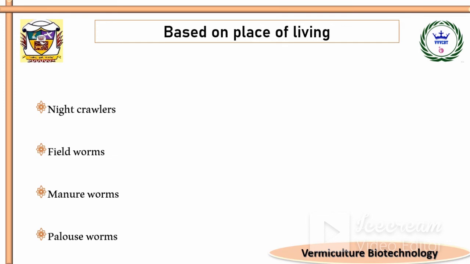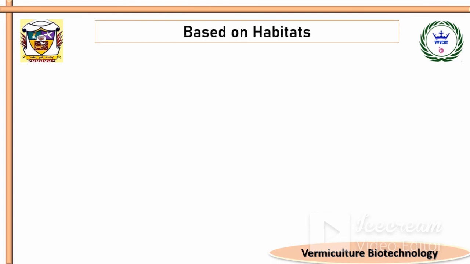In the year 1971, the scientist Bouche classified earthworms into three forms based on their habitat. First one is epigeic form or litter dwellers. Second one is endogeic form or the shallow soil dwellers. Third one is anecic form or the deep soil dwellers. This classification is mainly based on their dwelling habits. This classification of Bouche is more widely used.